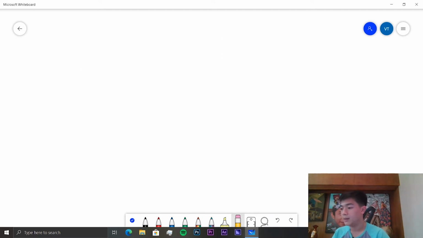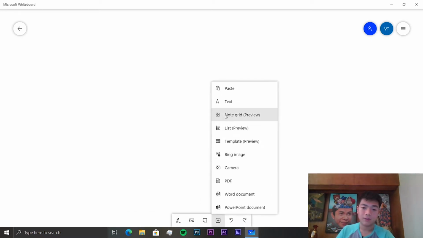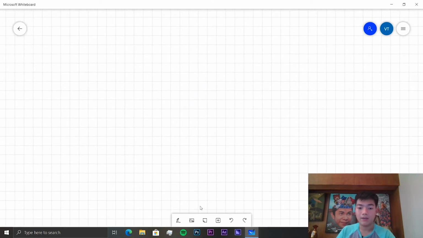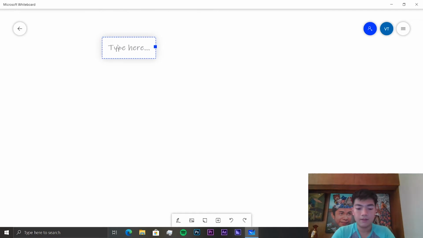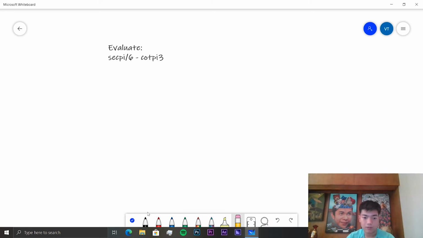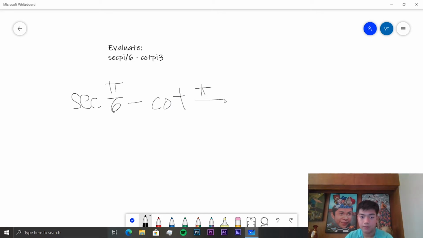I'm going to do the odd ones, just the ones starting from the first one. And we have first, evaluate secant of pi over 6 minus cotangent of pi over 3.